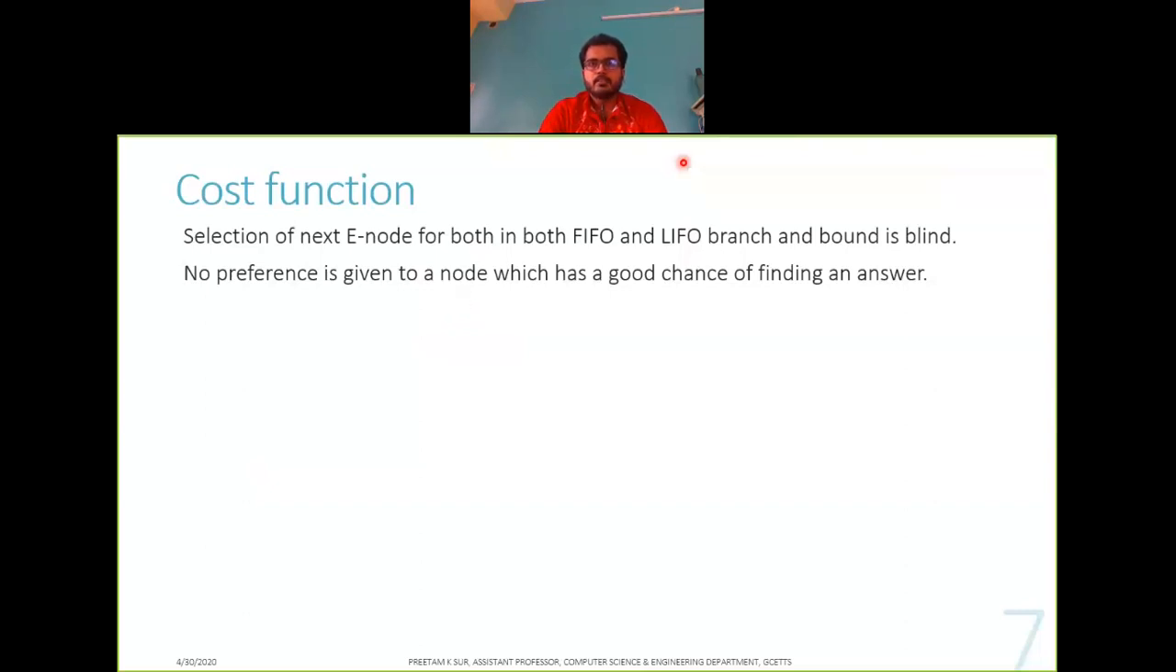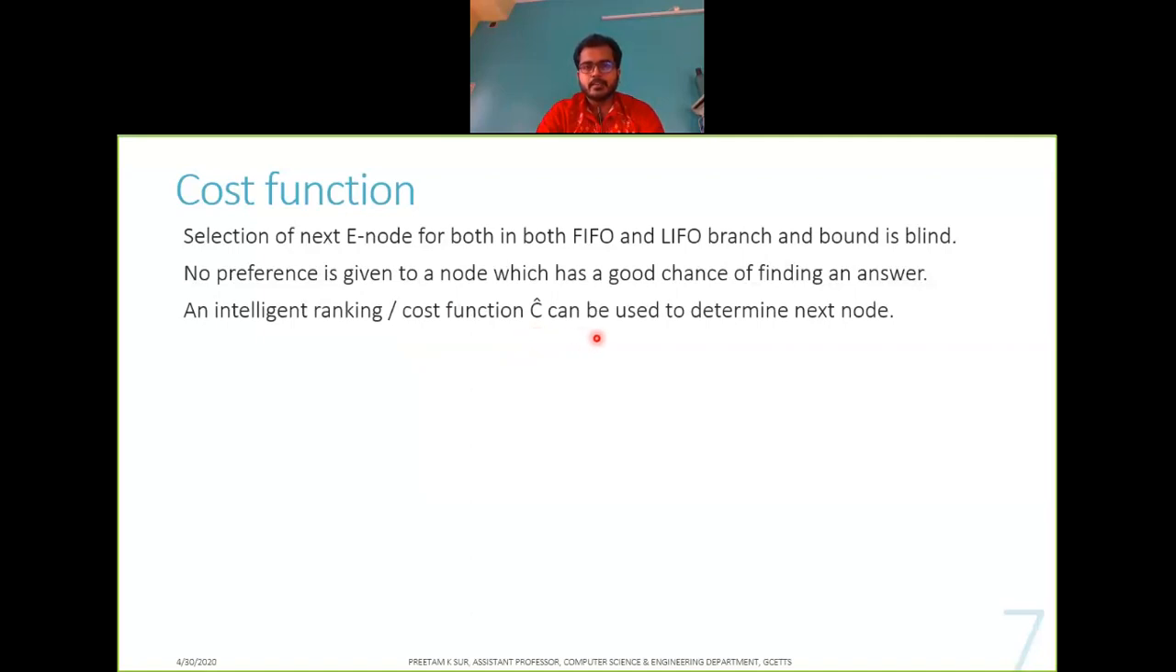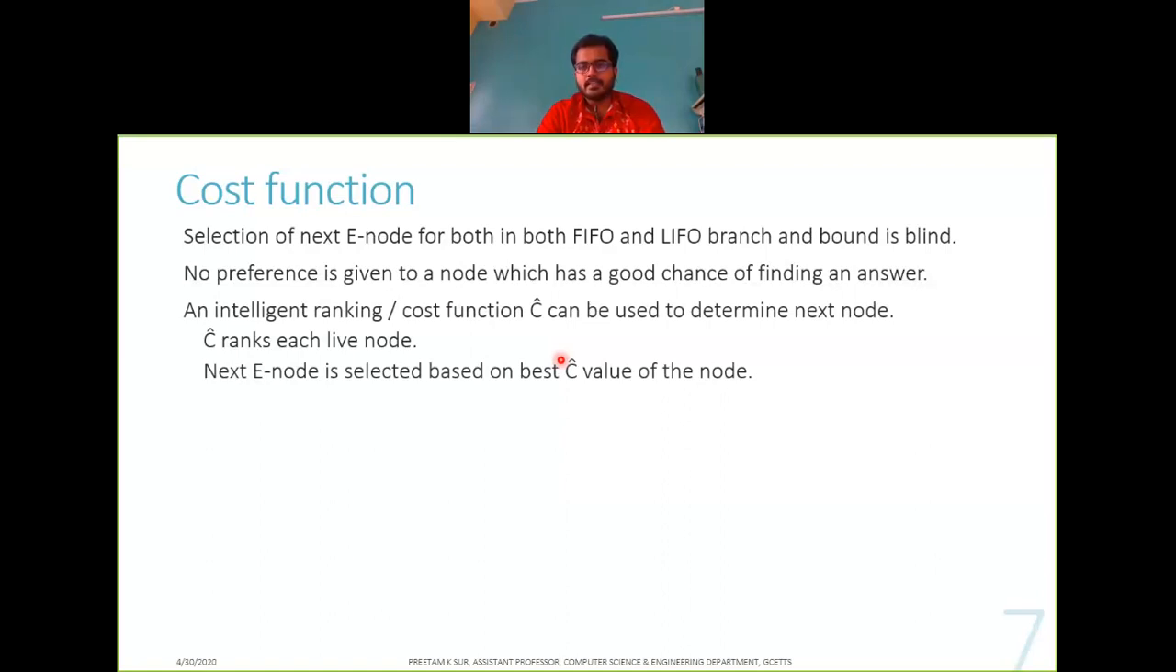Okay, so what we'll have to do is introduce some cost function. We'll introduce an intelligent ranking or cost function, C-cap, that can be used to determine the next node. C-cap will rank each live node, and the next node will be selected based on the best value of the C-cap for all the nodes.